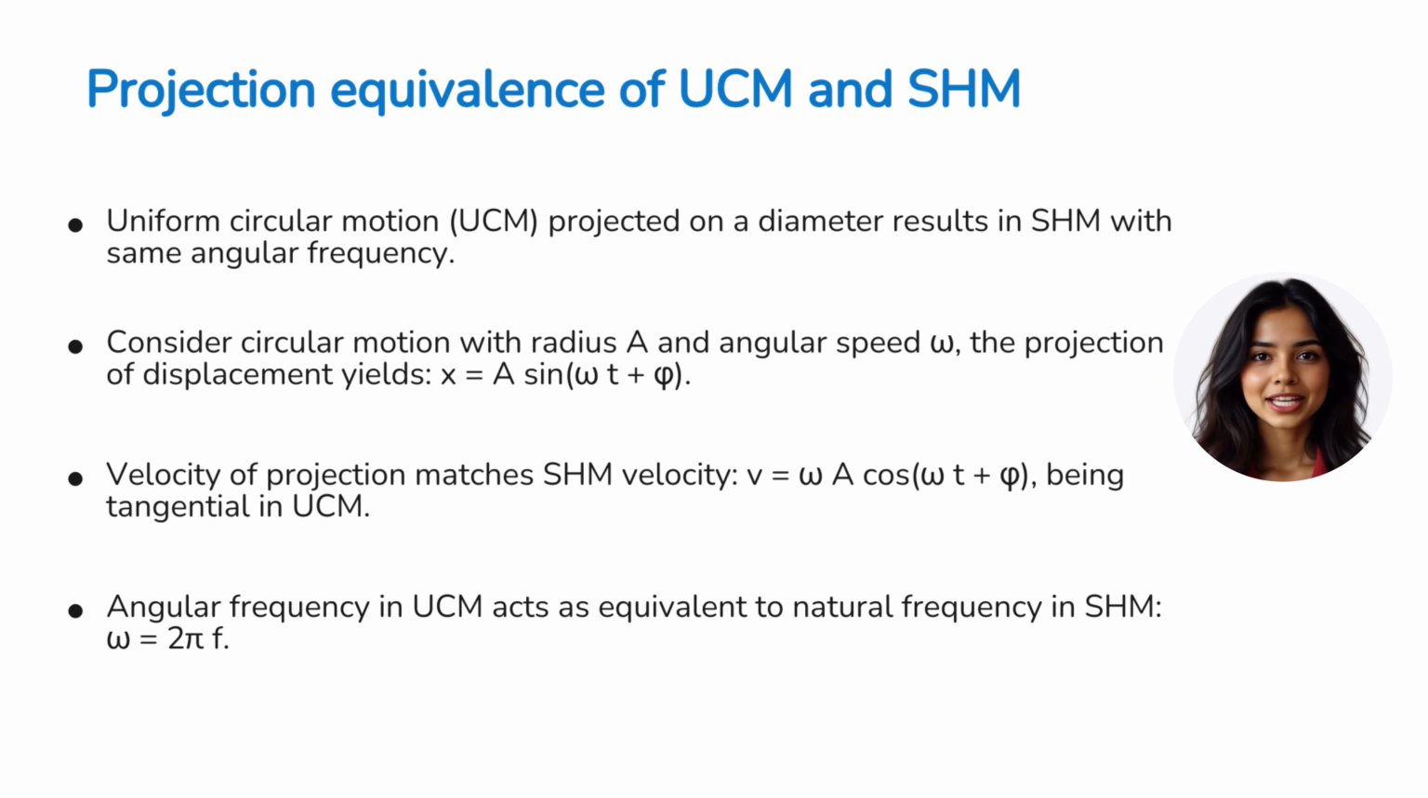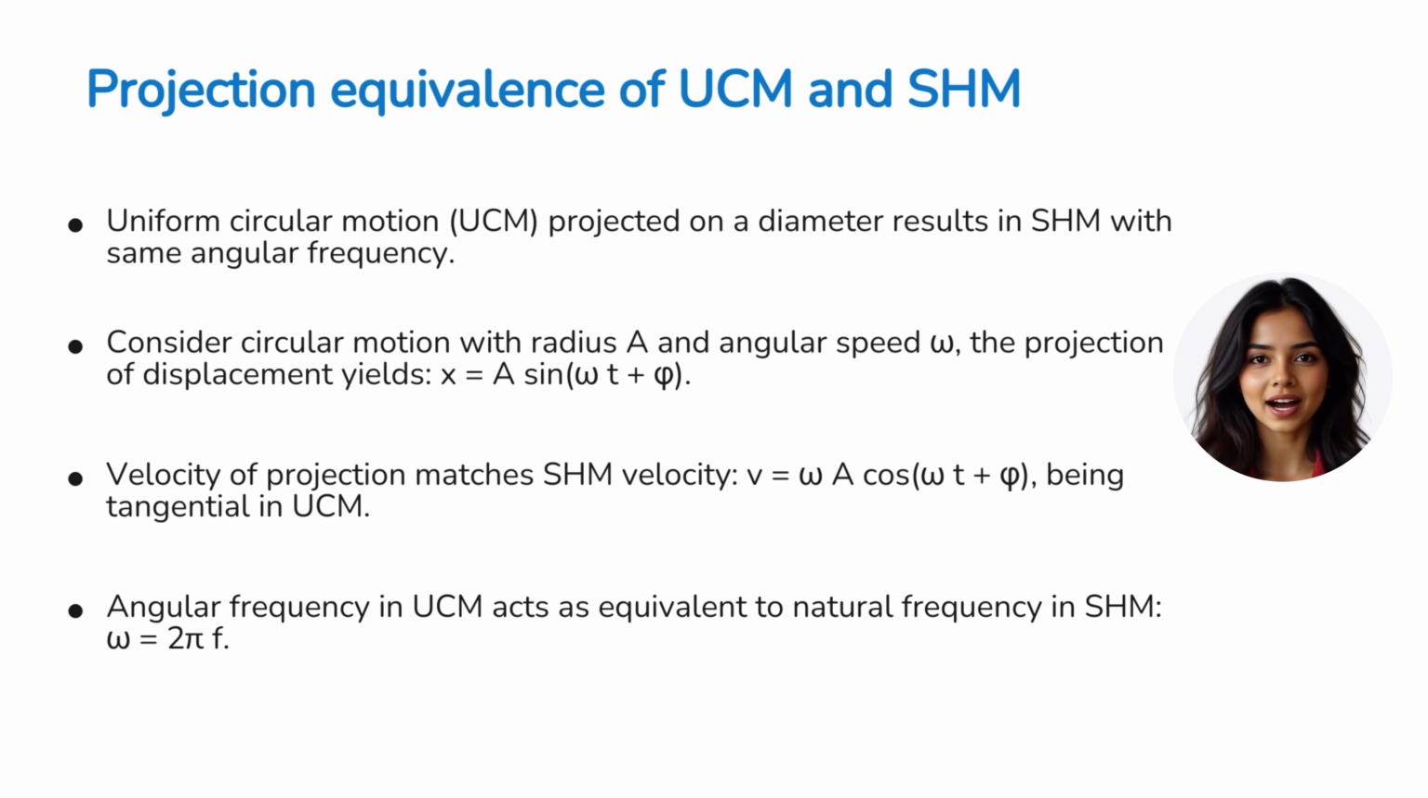Mathematically, the displacement of that shadow at time t is radius a times the sine of omega t plus a phase constant phi. This matches perfectly with the displacement formula in SHM. The velocity of this shadow is omega times a times cosine of omega t plus phi, exactly like the velocity we discussed in SHM.